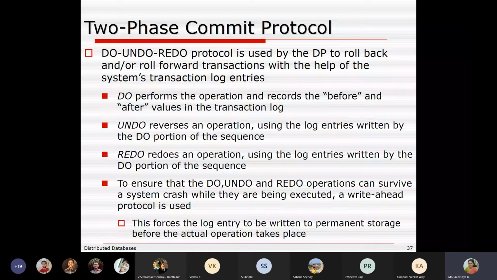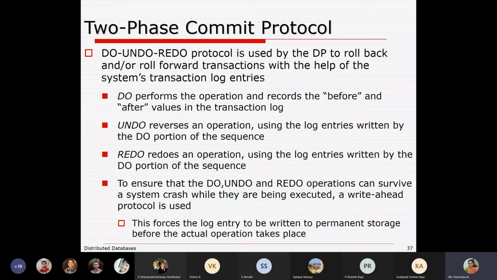It has three parts. A do part, which performs the operation and records the before and after values of the transaction in the log. That is the first part. So what it does is record what the state of the database was before the transaction and what the state is after the transaction. Those values are recorded by the do part.